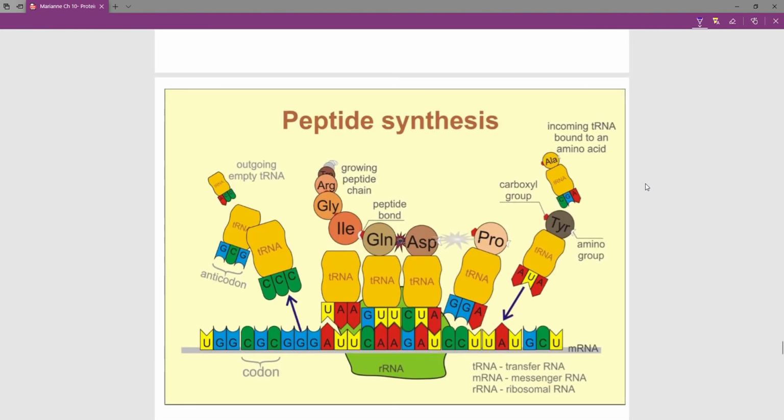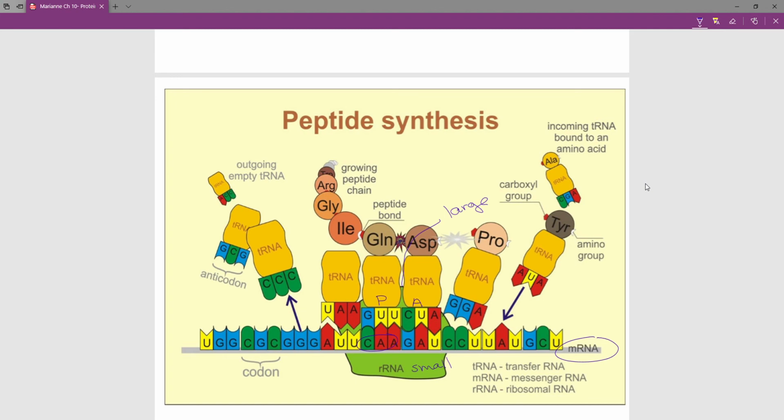This is an image that's not from our textbook, but it does have a little more movement to it. And so here you can see that idea of the small subunit, the large subunit in behind here with its A site and its P site. We have the messenger RNA being held by the small subunit, and the messenger RNA has codons on it. The transfer RNA have the anticodons attached to them and their amino acids. So here we have that idea of elongation.